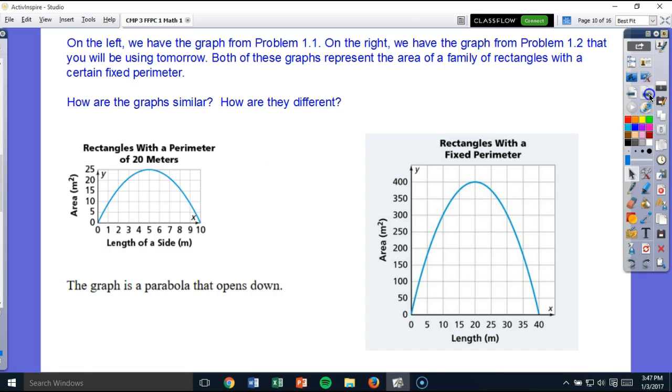Now I'm going to throw up here another parabola that we will be using here in problem 1.2 that you'll be using tomorrow in the classroom. So both of these graphs represent the area of a family of rectangles with a certain fixed perimeter. I want you to take a look at these two and be able to pause the video here and tell me how the graphs are similar and how they are different, and write those down. So go ahead and pause the video now, write that information down.